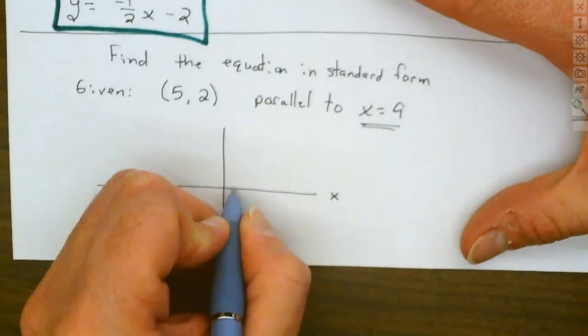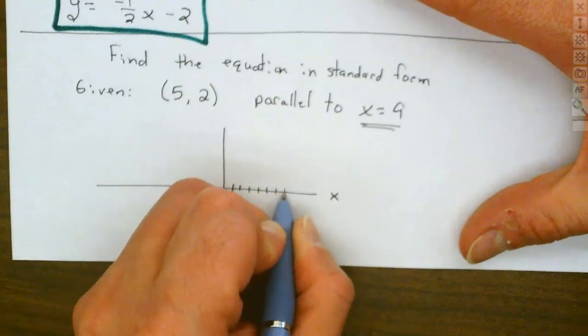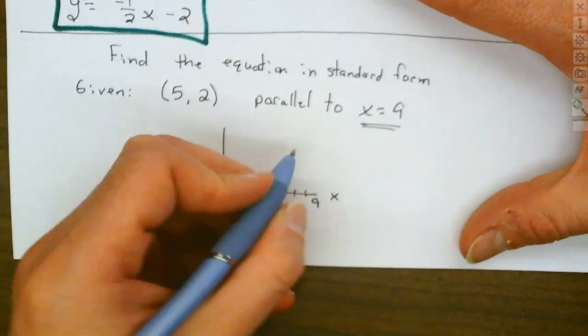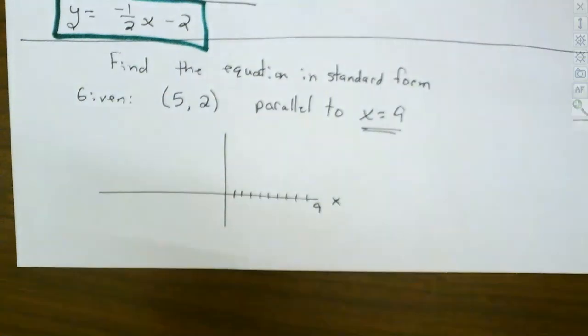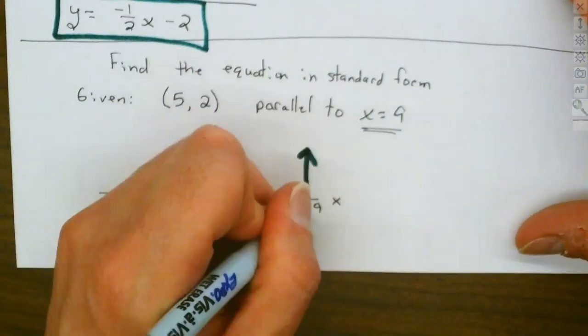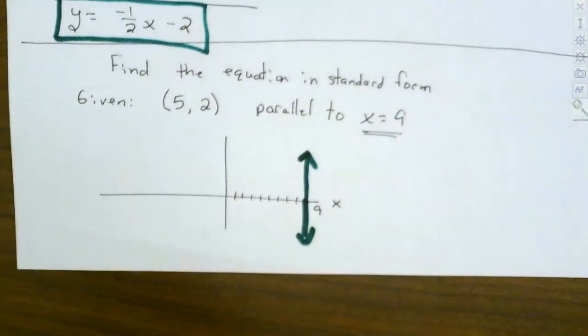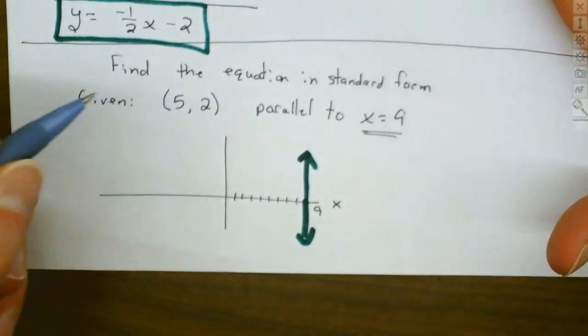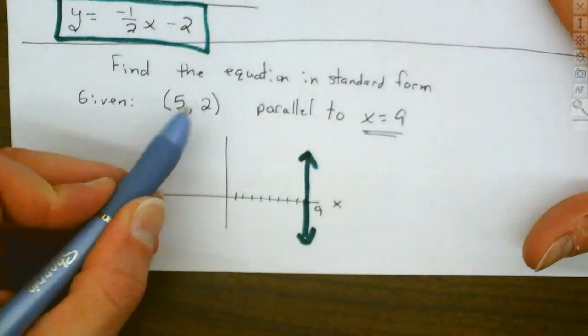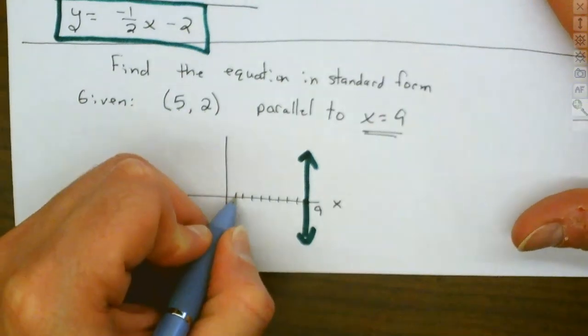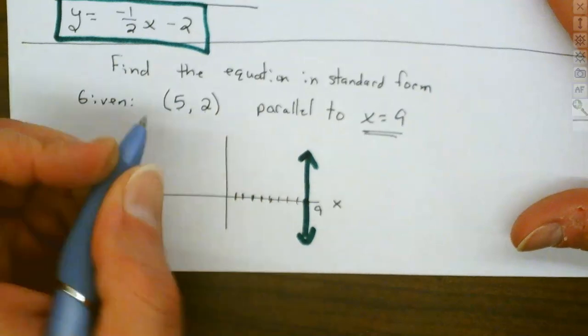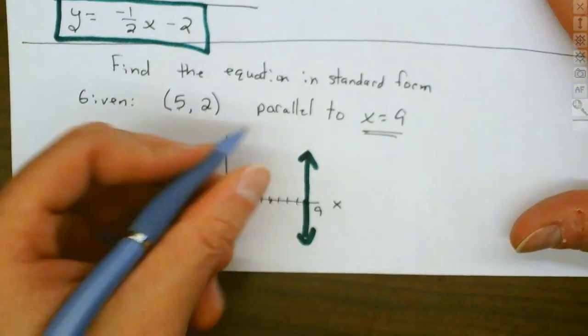Here's your x-axis. 2, 3, 4, 5, 6, 7, 8, 9. Okay, x equals 9, that means it's a vertical line like that. Because an x line is vertical, y lines are horizontal. When you have both variables, they're diagonal. So this is going to be a vertical line. Now, what's my point? Let's plot our point. (5, 2) would be over 1, 2, 3, 4, 5, and up 2. (5, 2) is right here.